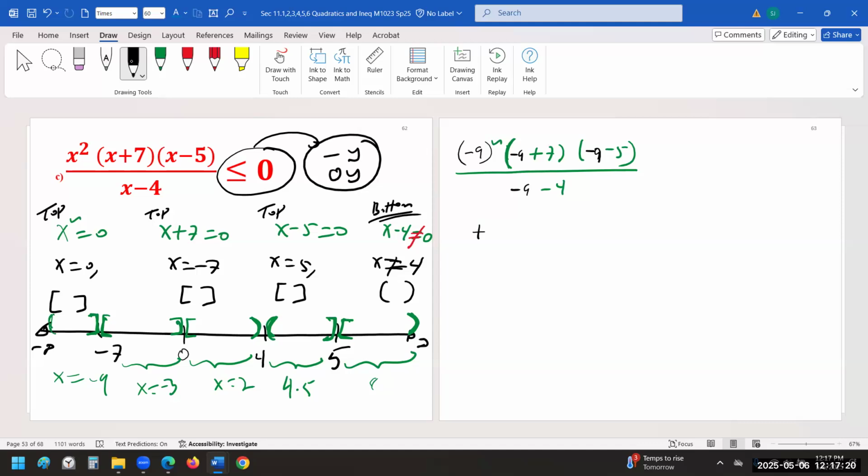Negative 9 plus 7. What do you get? Which one is bigger, 9 or 7? And what sign does 9 have? That means it has to be negative. So we're just looking for the value? Only the sign, not the number. And the last one, negative 9 minus 5.